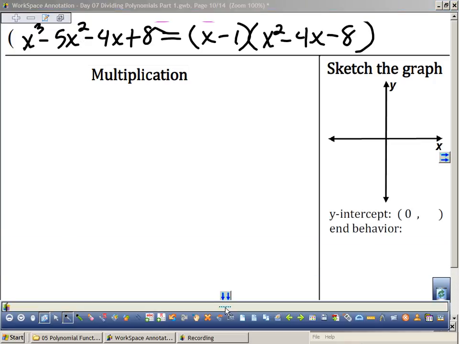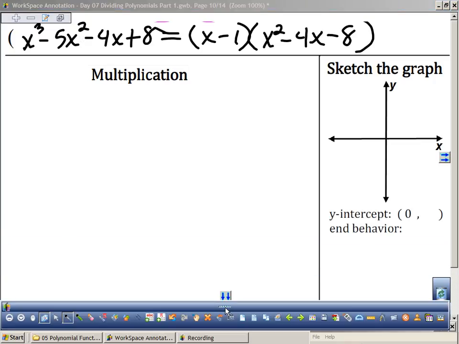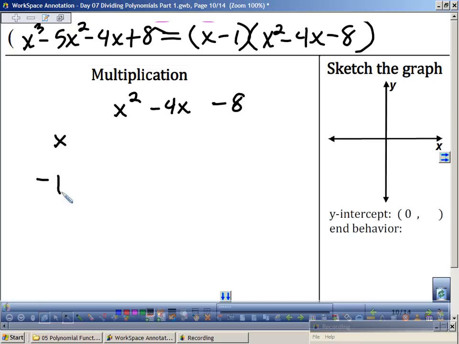All right, let's multiply. So if I want to multiply this out, I should get this. So what size box would I have? A 3 by 2. So I'm going to have x squared minus 4x minus 8 and x minus 1.